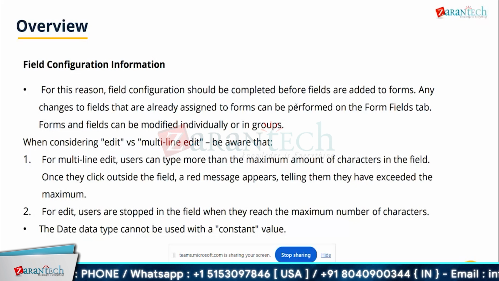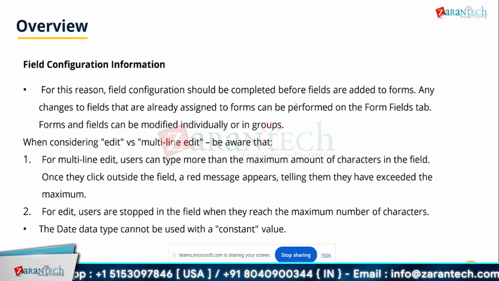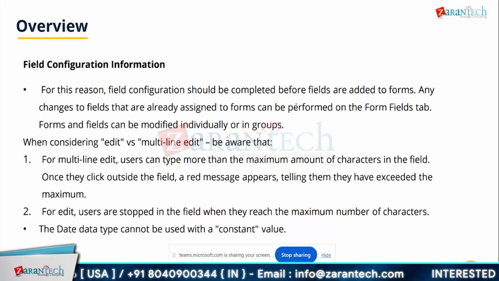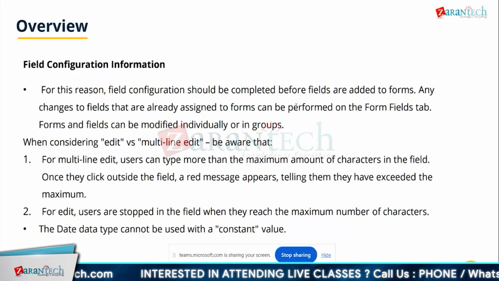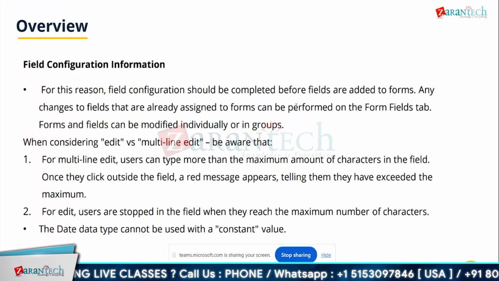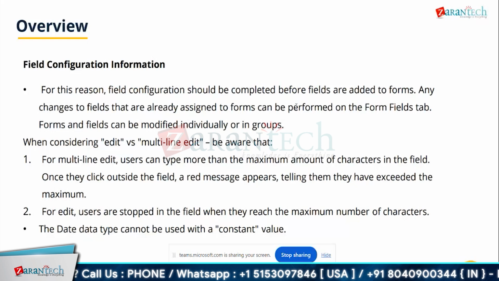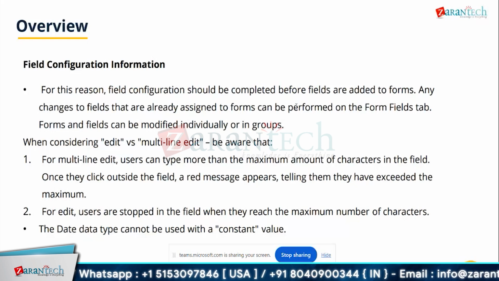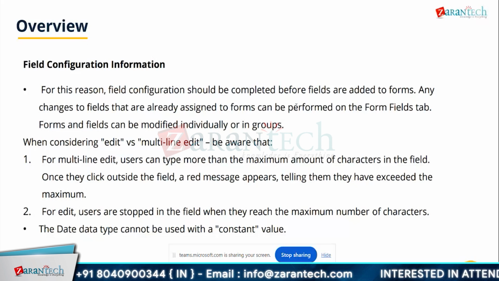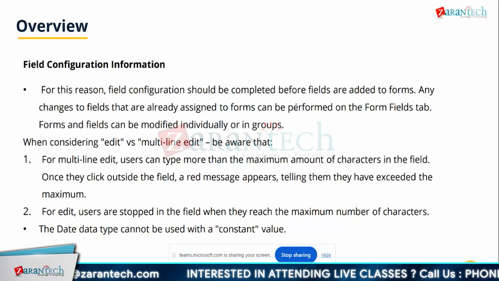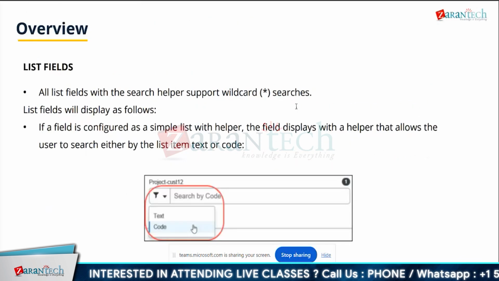The date type cannot be used with constant value. So we need to be aware of editing individually or multi-line edit. With multi-line edit, there is a possibility that the user can type more than the maximum amount of characters, so this will cause a red message. For edit, the user is stopped. There also it's the same. Maximum number of characters reached, it gets stopped. Date type cannot be used with a constant value because the date keeps changing.